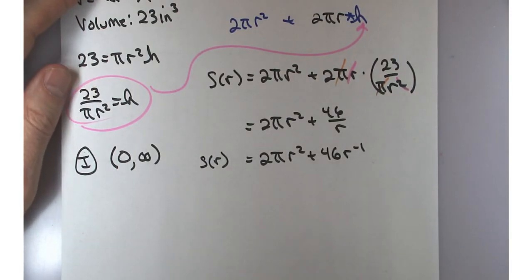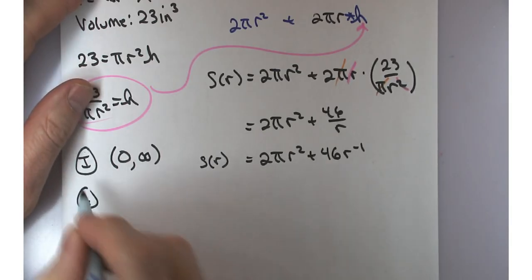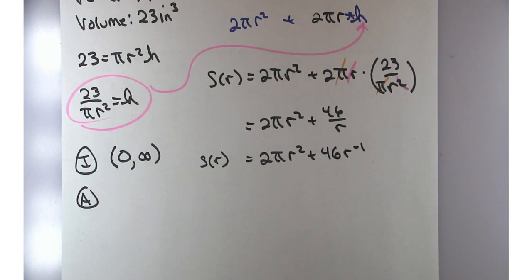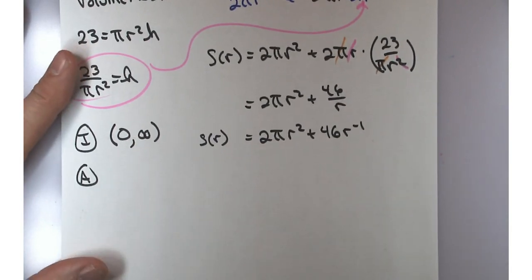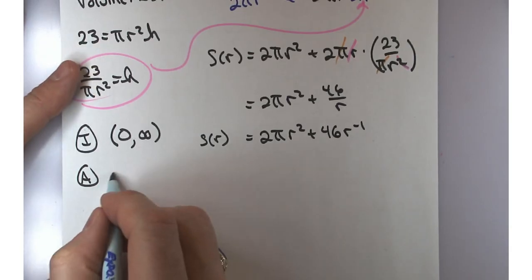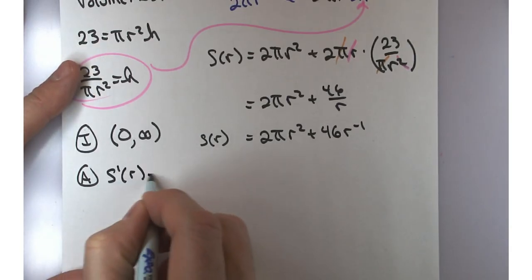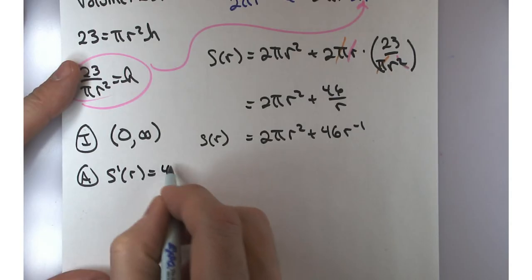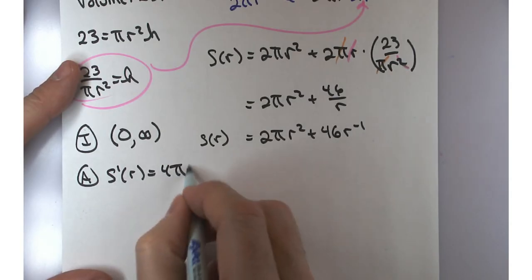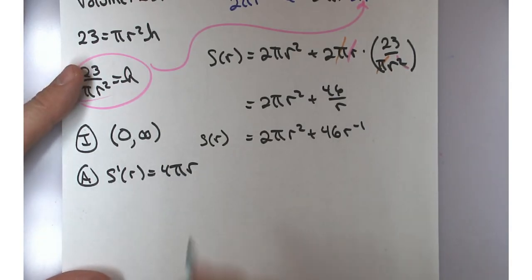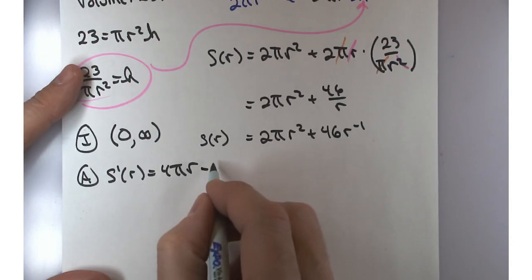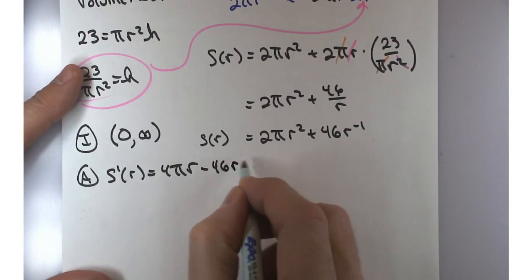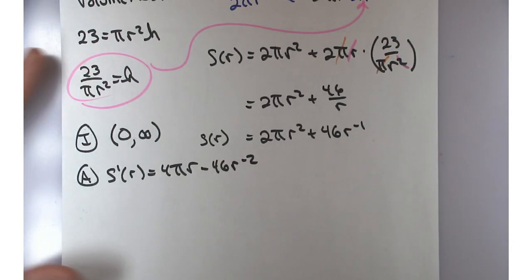Picture, function, interval, last step. Analysis. All right, let's take out our only hammer. S prime of r. That's going to be 4 pi r. Then what? Minus 46 r to the negative second. Yep, minus 46 r to the negative second.